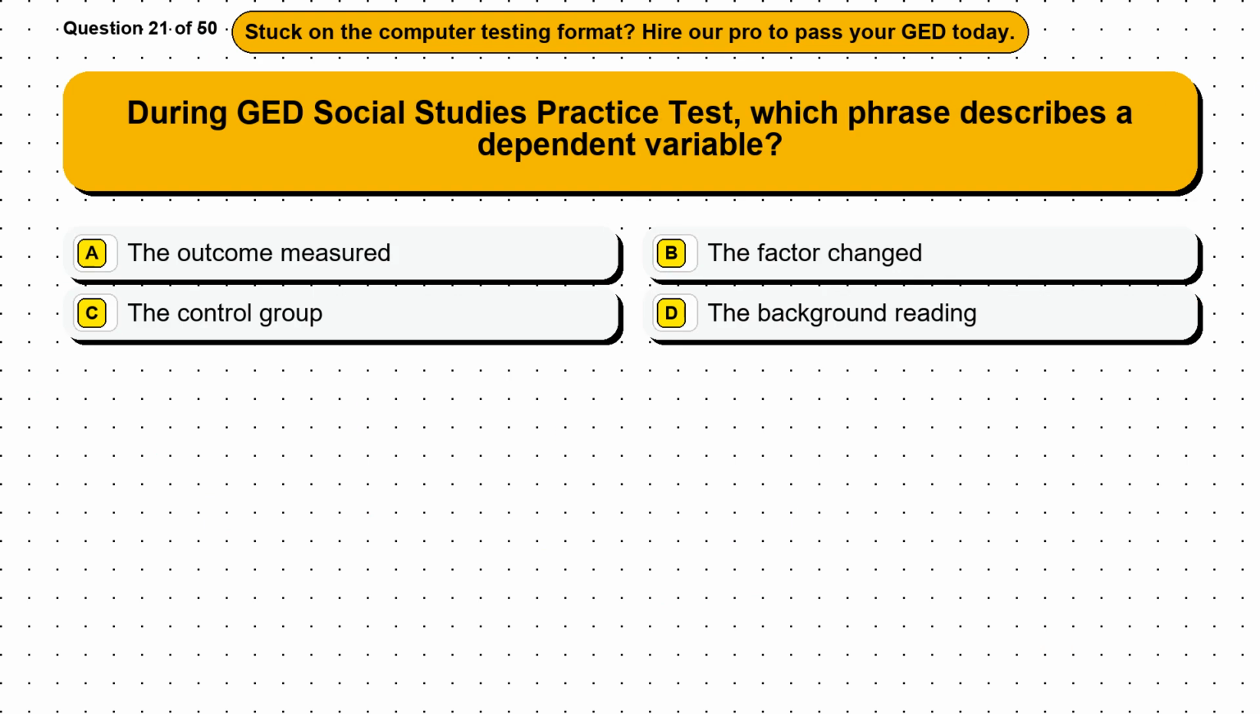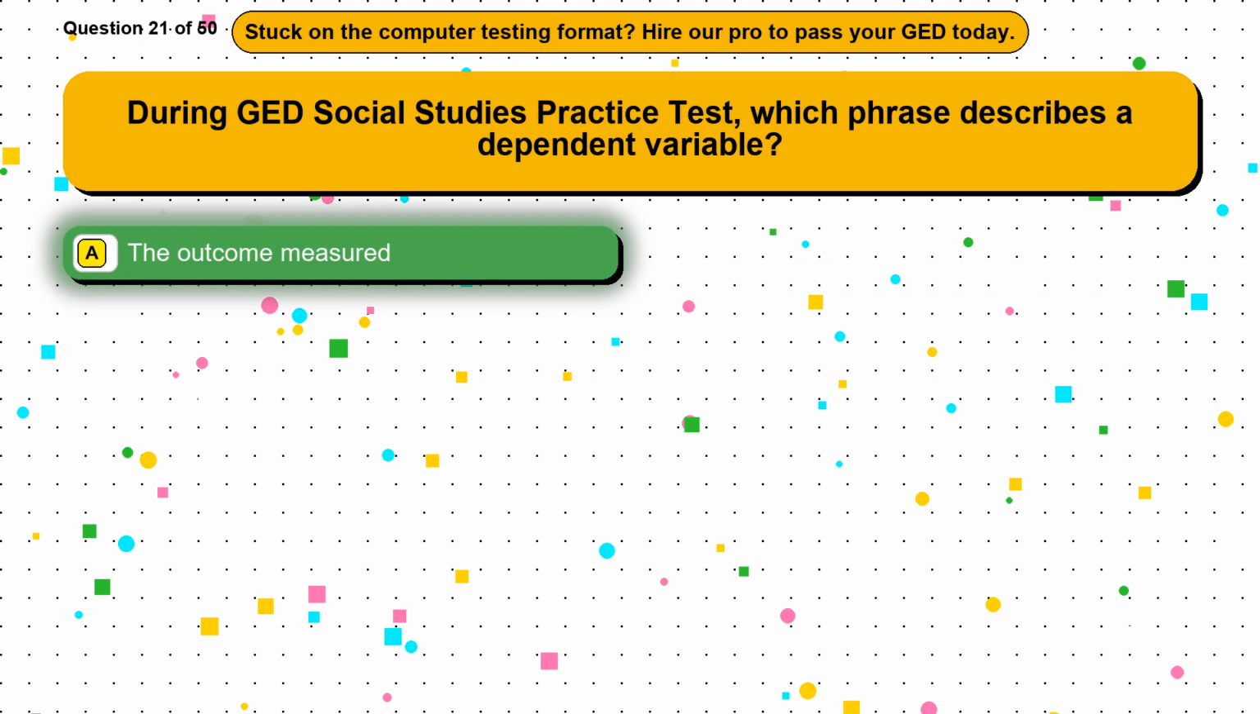Question 21. During GED Social Studies practice test, which phrase describes a dependent variable? Option A, the outcome measured. Option B, the factor changed. Option C, the control group. Option D, the background reading. The correct answer is option A, the outcome measured.